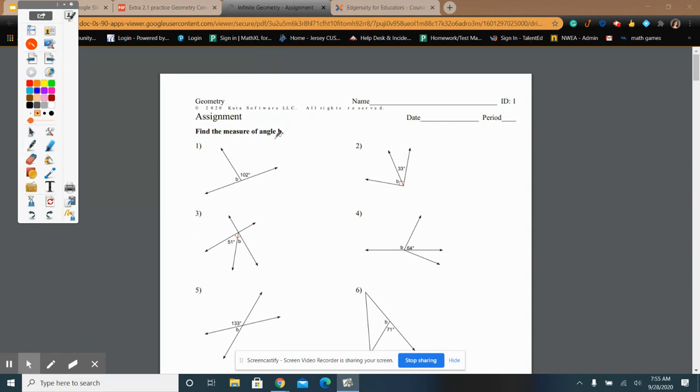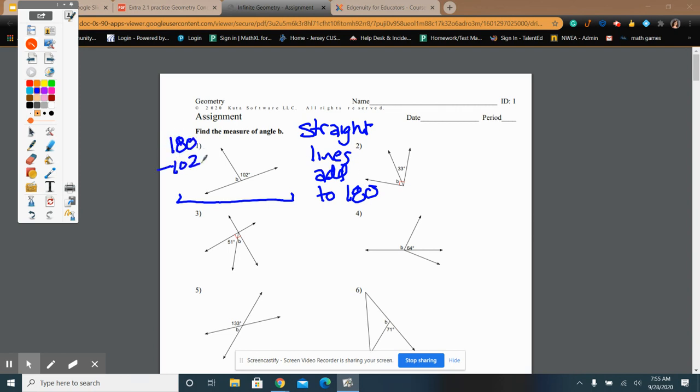So we're just finding missing angles. And the first one, number one, makes a straight line. And you have to remember that straight lines add to 180. So what we're going to do on number one is take 180 minus 102, and you will get B is 78 degrees.